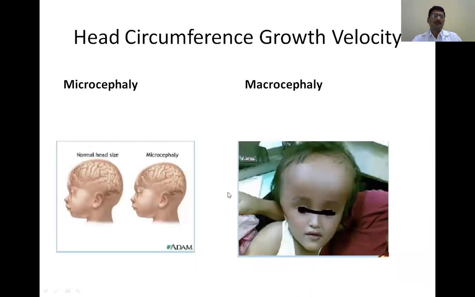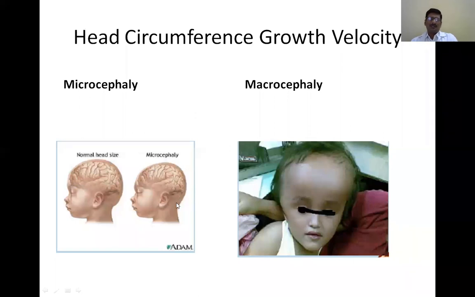You can see this is the normal size. You can compare it with the microcephaly. The head circumference has decreased in this case, and this is the case of hydrocephalus, where there is an increase in the head circumference due to the increase in the CSF fluid level within the cerebral ventricles. So this is a macrocephaly. Hydrocephalus can be a cause of macrocephaly. You can see here this is a normal head circumference, and here is a decreased head circumference.